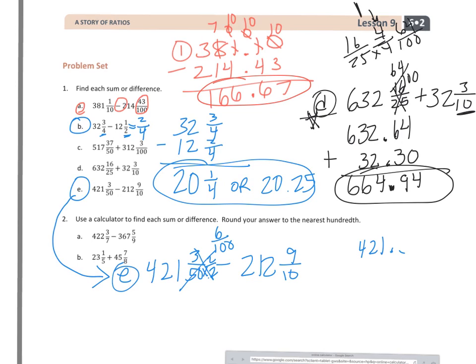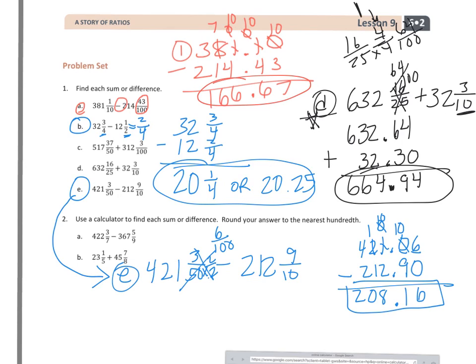So 6 in the hundredths, 0 in the tenths. And then I'm going to subtract 212 and 9/10. I'll add a 0 for my placeholder. And now I'm just going to start decomposing and subtracting. And we should end up, hopefully, with 208 and 16/100ths.